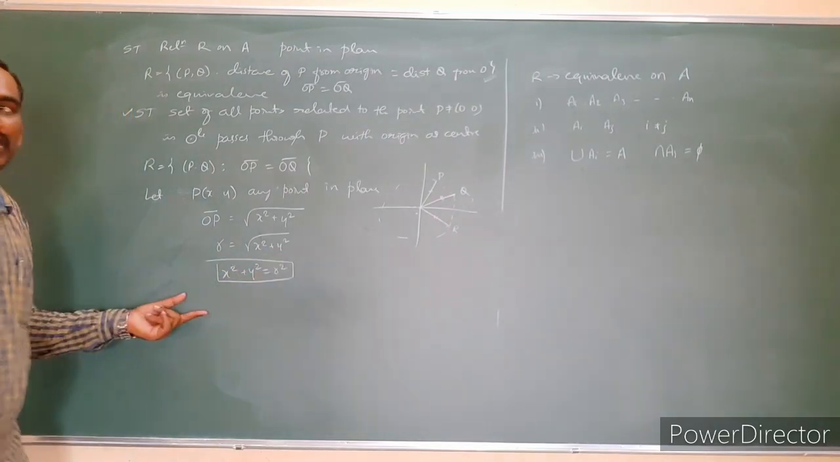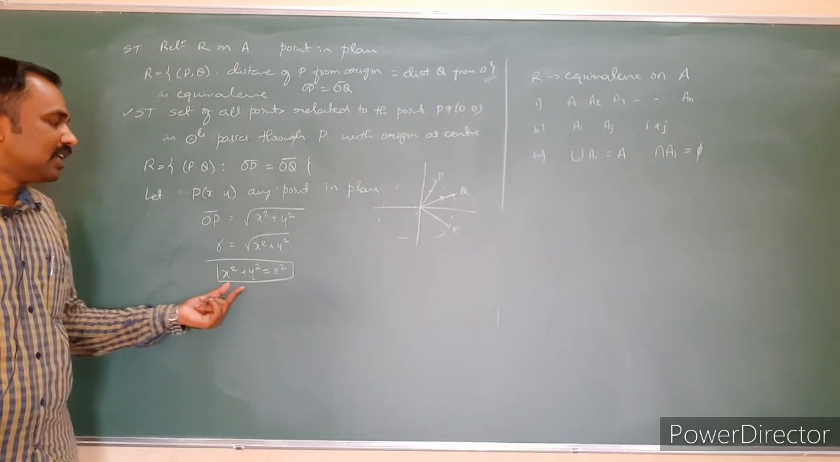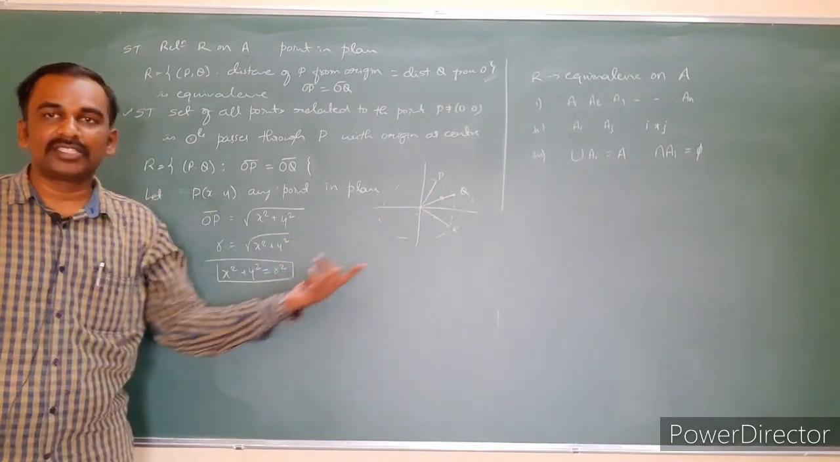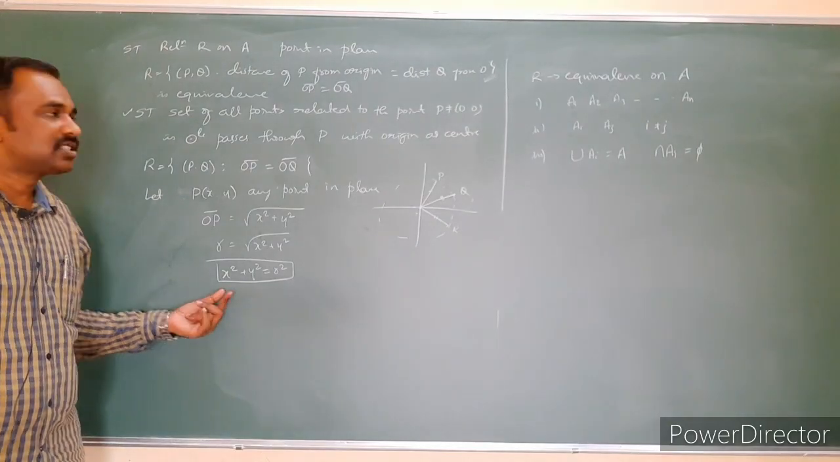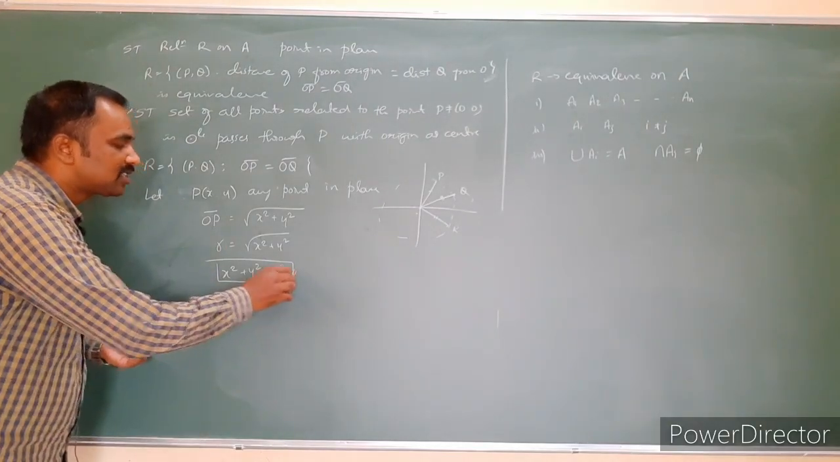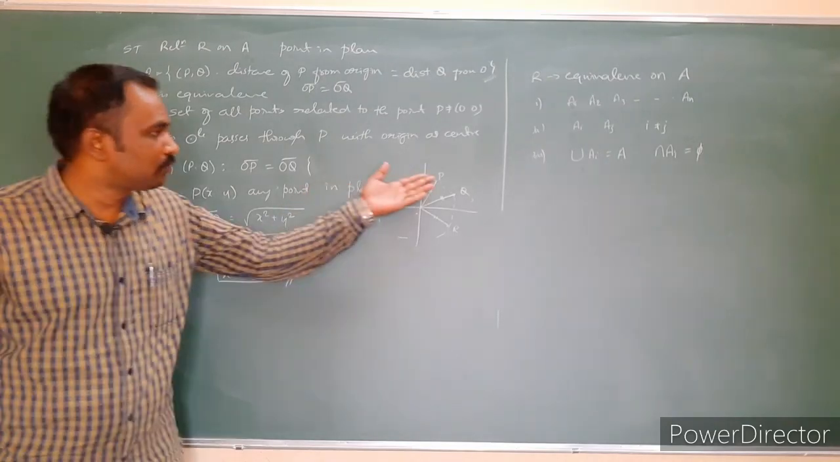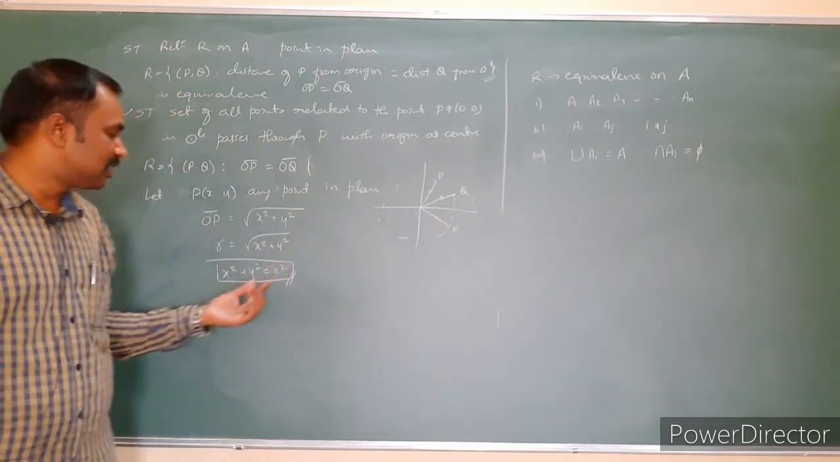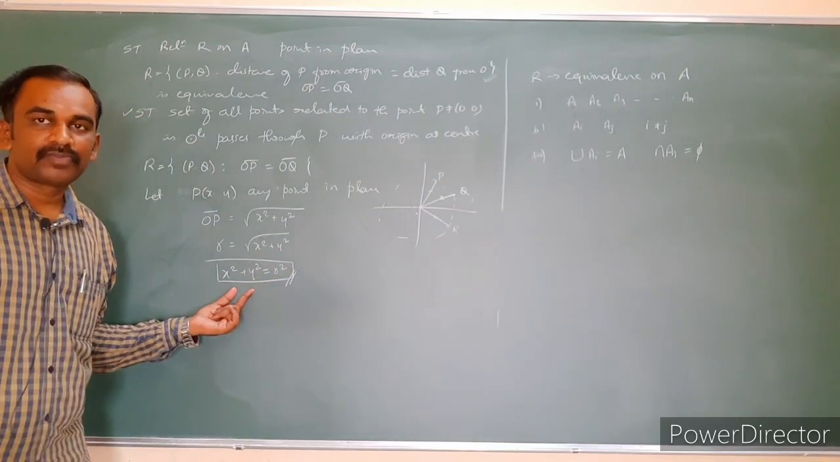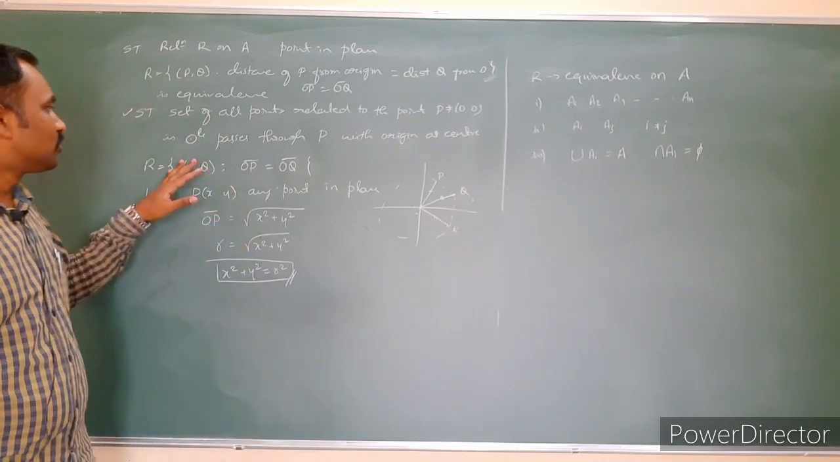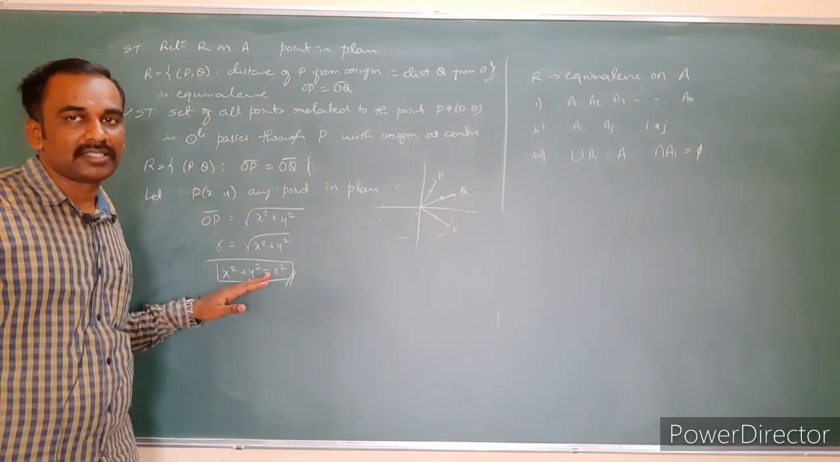What does it reveal? It is the equation of the circle having the center at the origin, and the radius, that is the distance OP, is the radius of the circle. This is the required set of all the points satisfying the given condition, whatever point we consider that satisfies the given condition. So this is how we have to approach the problem and show the equivalence. This is the equivalence class.